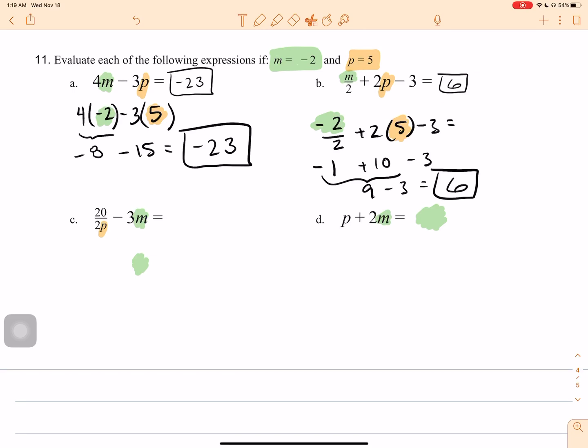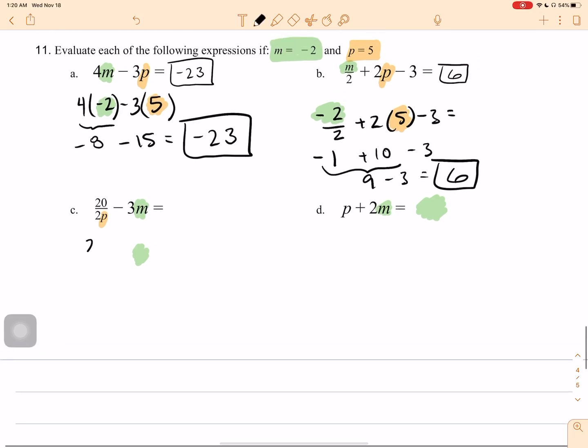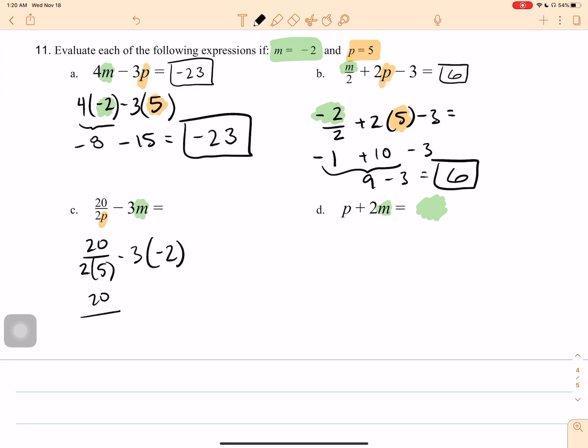All right. So now if we were to solve the next one, we have 20 over 2 instead of P, it is a 5 minus 3 times -2. Okay, so now we have to simplify here. So 20 over 2 times 5, this would be 20 over 10. And then -3 times -2 is +6. This would be 2 plus 6, which is 8 for that one.